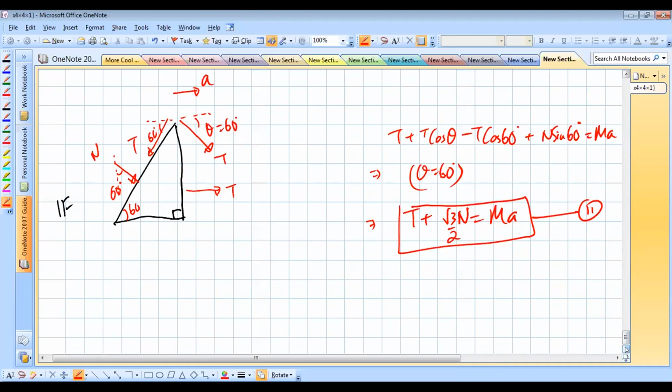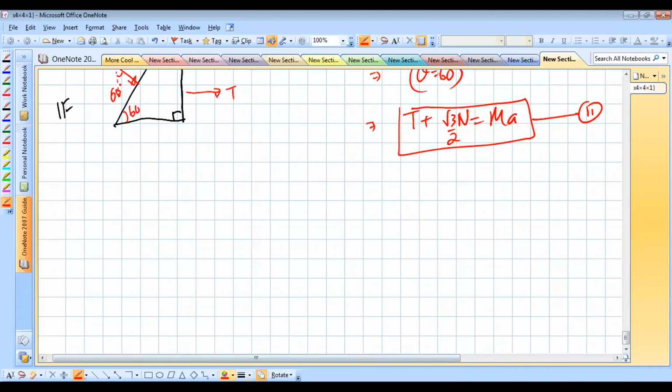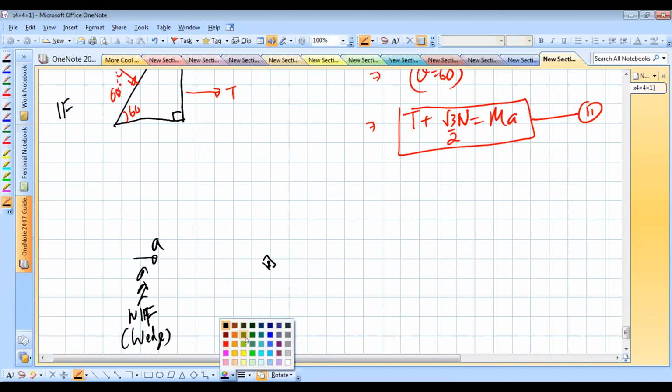Now, when it comes to the smaller block, we know the relative acceleration direction is down the inclined plane. So we'll have to solve this in the non-inertial frame of the wedge. The wedge itself is moving with a horizontal acceleration a, so we'll have to include a pseudo force. This is a pseudo force. Apart from this, there are other forces: the normal force and weight.